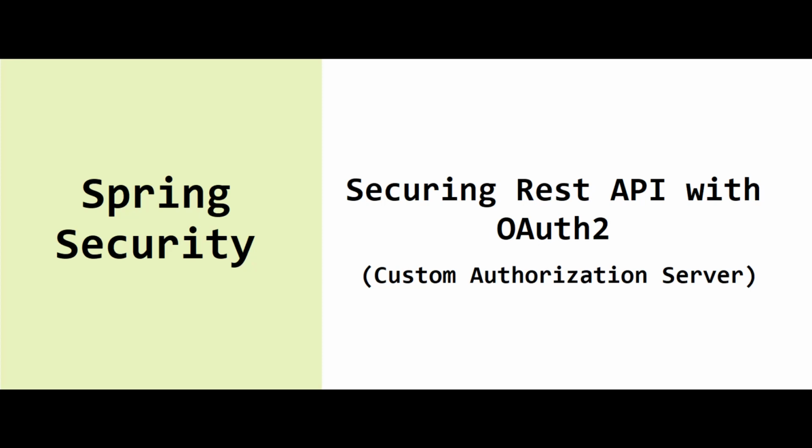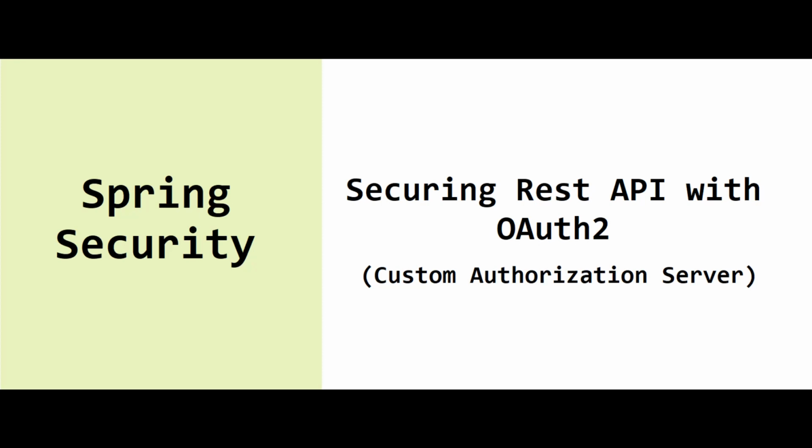This is part 2 of how to secure a REST API using a custom authorization server. If you are watching this video directly, please do watch part 1 of this topic, where we discussed how to create an authorization server and how to obtain a token from that authorization server. We have also discussed the various grant types of the OAuth authorization server in that video.